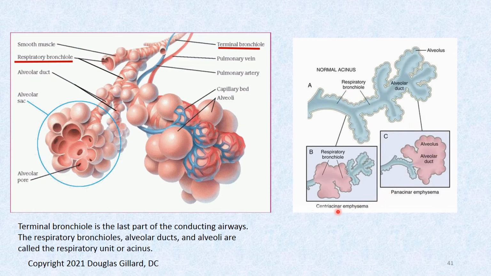In centriacinar emphysema, you can see that the inflammation has destroyed the connective tissue between alveoli and weakened the wall. It's so weak that when oxygen comes in, it just blows out because the wall is so damaged. So you get expansion of the proximal part of this acinus. Panacinar emphysema affects the entire alveolar duct, the alveolus, and the respiratory bronchiole as well.